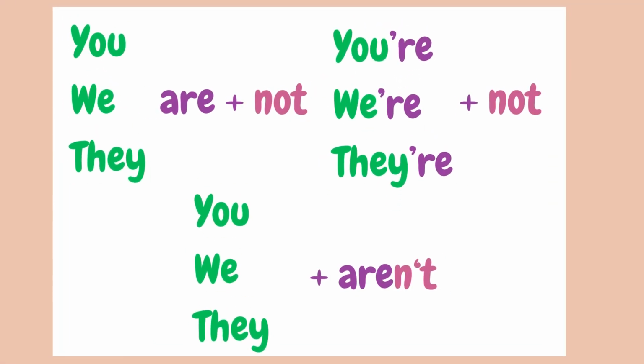In a similar way, we can say you are not, we are not, or they are not. Or we can say you're not, we're not, they're not. Or we can combine are and not to say aren't. You aren't. We aren't. They aren't. All of these mean the same thing.